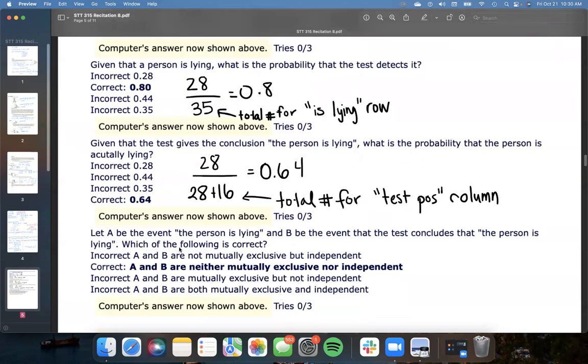And then let A be the event the person is lying and B be the event that the test concludes the person is lying. Which of the following is correct? So that would be that A and B are neither mutually exclusive nor independent.